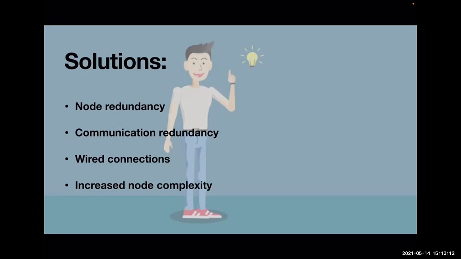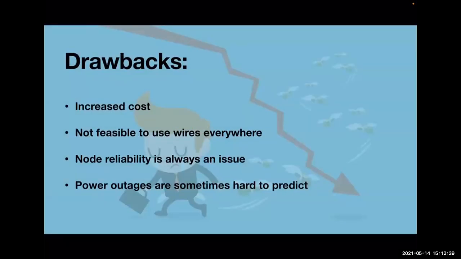However, these solutions sometimes are quite useful and we can implement them, but very often, for example, we can't have wires in the system because we already have, let's say, a factory, and it's very hard to deploy sensors that would have a wired connection. Sometimes it's not feasible to apply multiple sensors at one single machine just because of the space not being there for it. And there's a lot of other drawbacks related to increased cost, certain solutions not being feasible, nodes not being reliable by themselves because they're never 100% reliable. And there are also power outages that we can hardly predict.